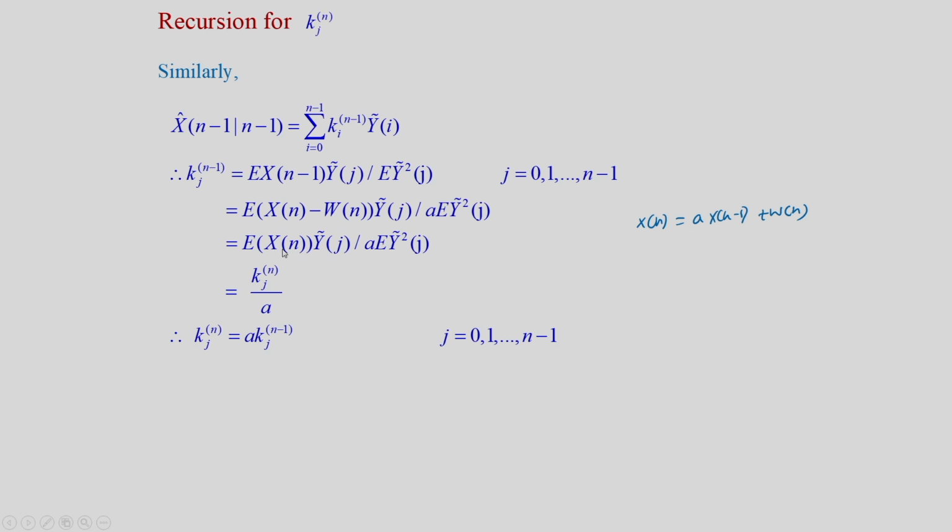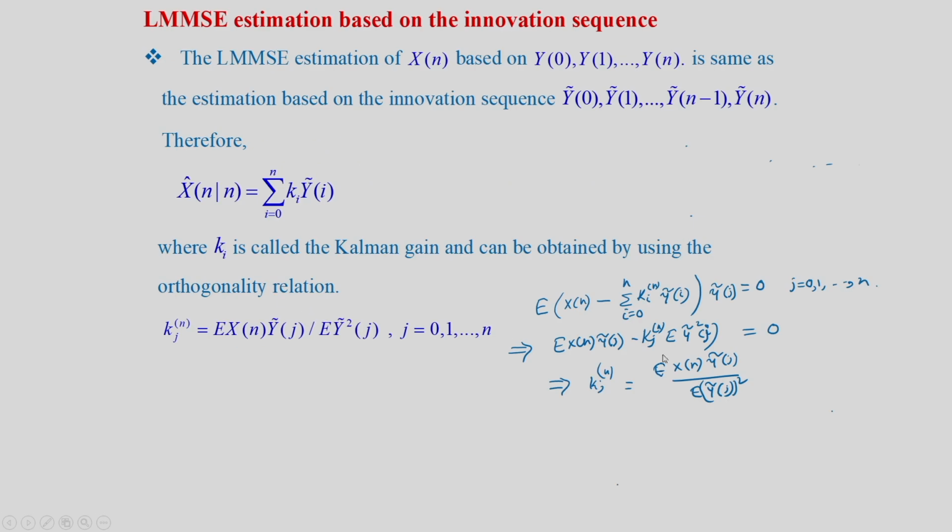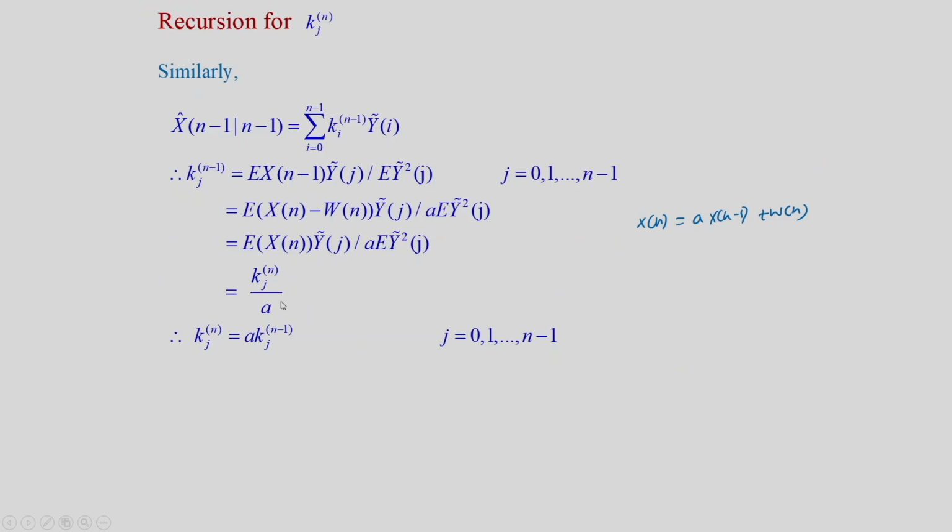Now, we know that E[x(n) ỹ_j] divided by E[ỹ_j²] is k_j(n), that we derived here. So, that way k_j(n) will be equal to a times k_j(n-1) for j equal to 0 up to n-1. So, this is the relationship between the Kalman gain at different instants.